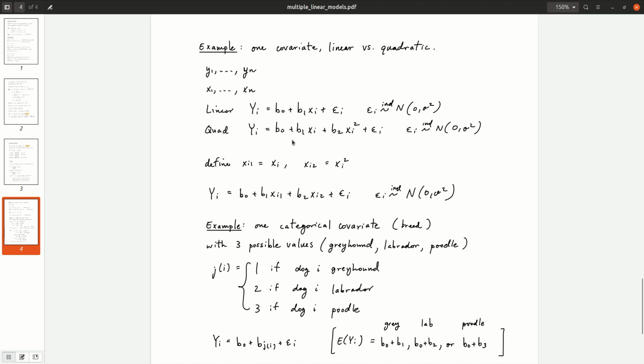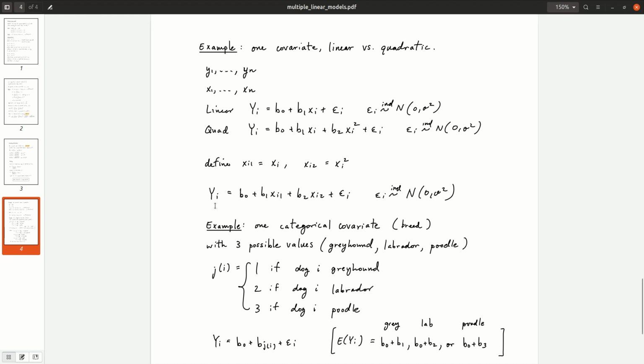yi is b0 plus b1 xi plus b2 xi squared plus error. So, like I said, at first glance, it looks like this doesn't fit into our framework, but it actually does fit into our multiple linear regression framework. If we define these two covariates, xi1 is xi, and xi2 is just the square of xi, we can rewrite the quadratic model as a multiple linear regression model.